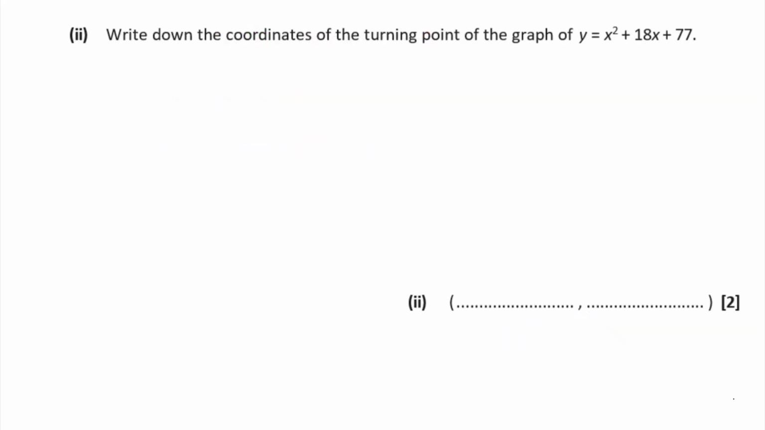Part C says write down the coordinates of the turning point of the graph. Well, we just worked out that the completed square form was y equals x plus 9 all squared minus 4. So the turning point of this graph is the lowest possible value it can be, and that occurs when this part here is equal to 0, because any number squared is a positive number.